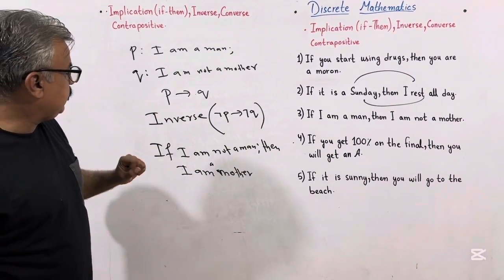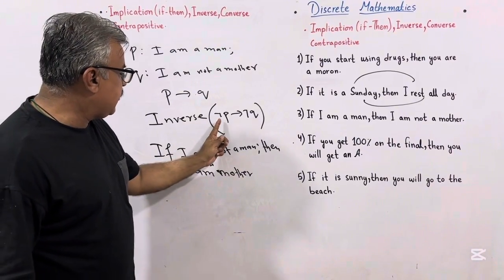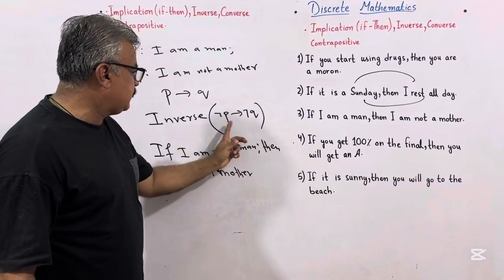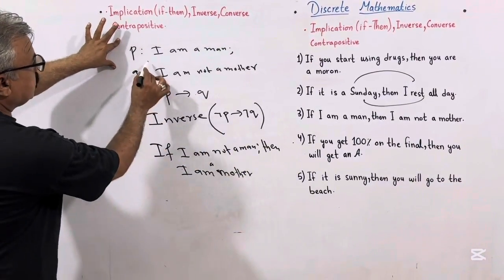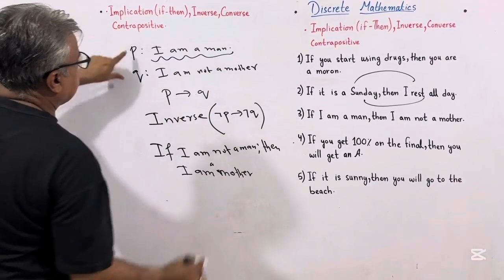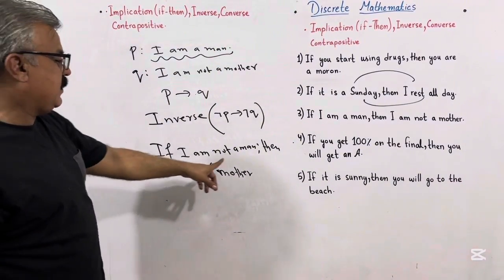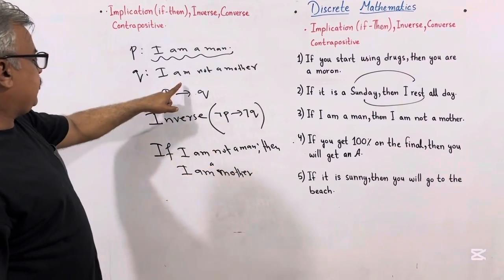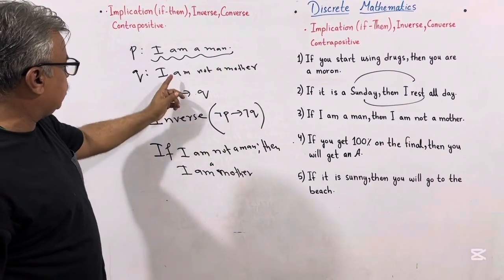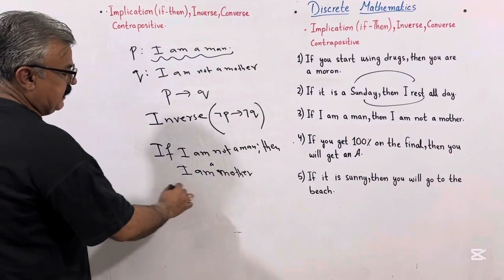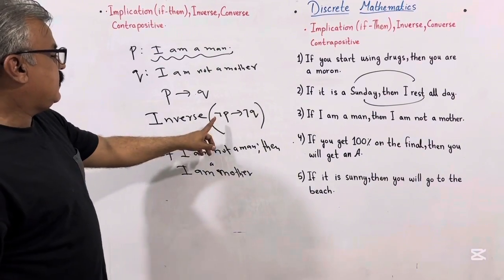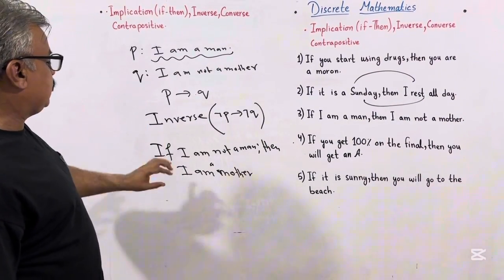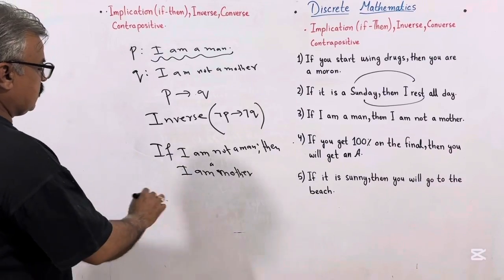P implies Q. Its inverse can be written as negation of P implies negation of Q. We have to write this sentence as negative. I am a man if I am not a man. If I am not a man, it is already negative. We have to change this sentence into positive. Then I am a mother. Negation of P implies negation of Q. This is our inverse. What about converse?